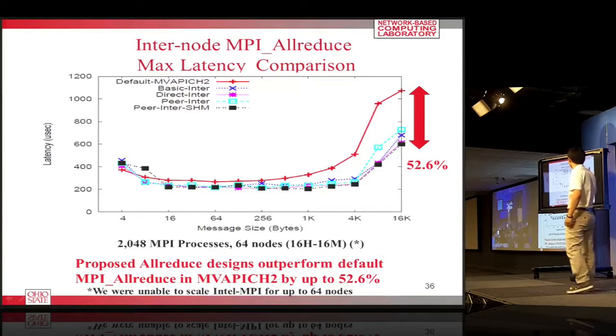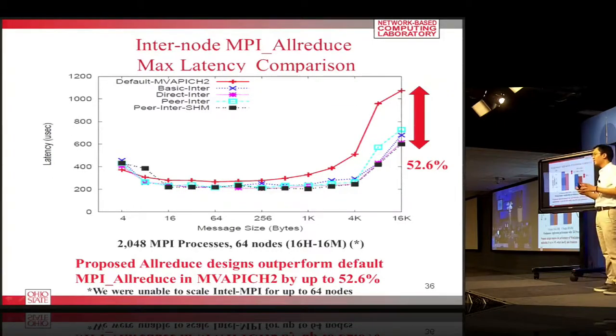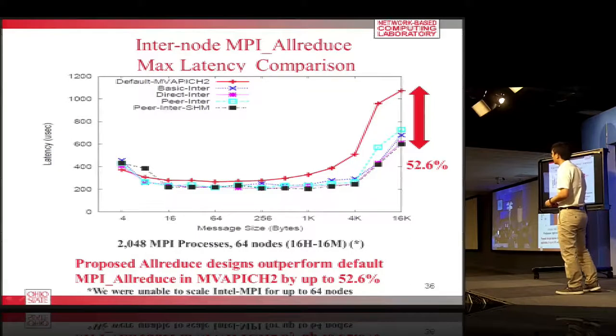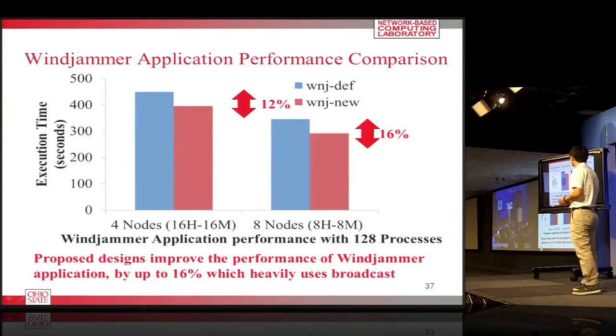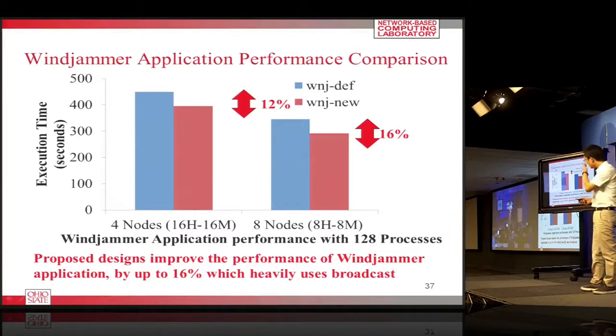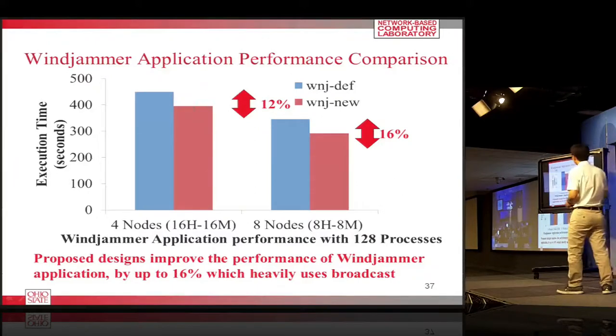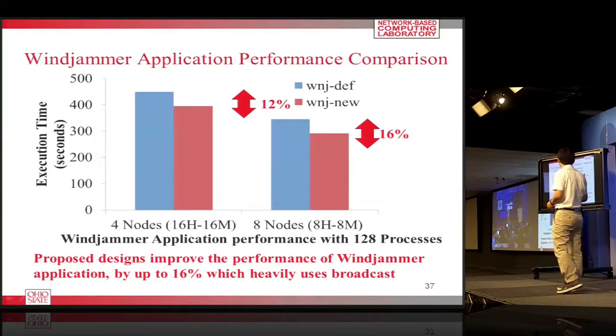We can also scale to 64 nodes. Okay, with all of these designs, we also evaluate with a real application example. For example, here we choose WindJammer for the performance comparison. This application heavily uses MPI Bcast. So here we can see that our solution can improve the performance by up to 16%.